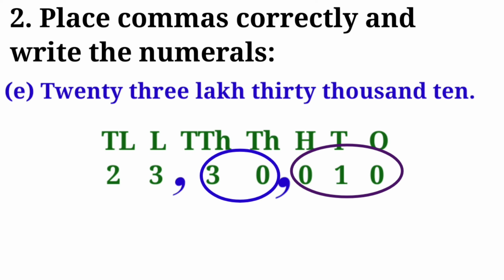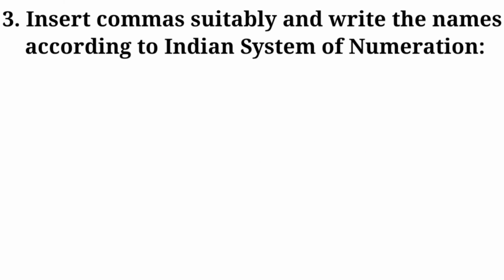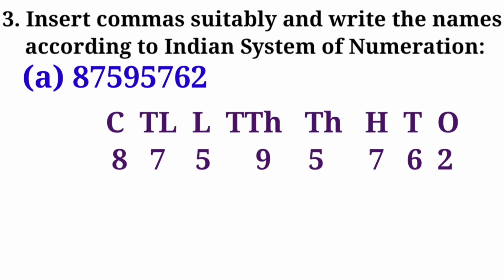So the number is 23,30,010. Now you are given question number 3, that is, insert commas suitably and write the names according to the Indian system of numeration. So the number is given in A part. Now because it is the Indian system, you will form a place value table, that is ones, tens, hundred, thousand, 10,000, lakh, 10 lakh, crore. Now start placing the number from the last digit.